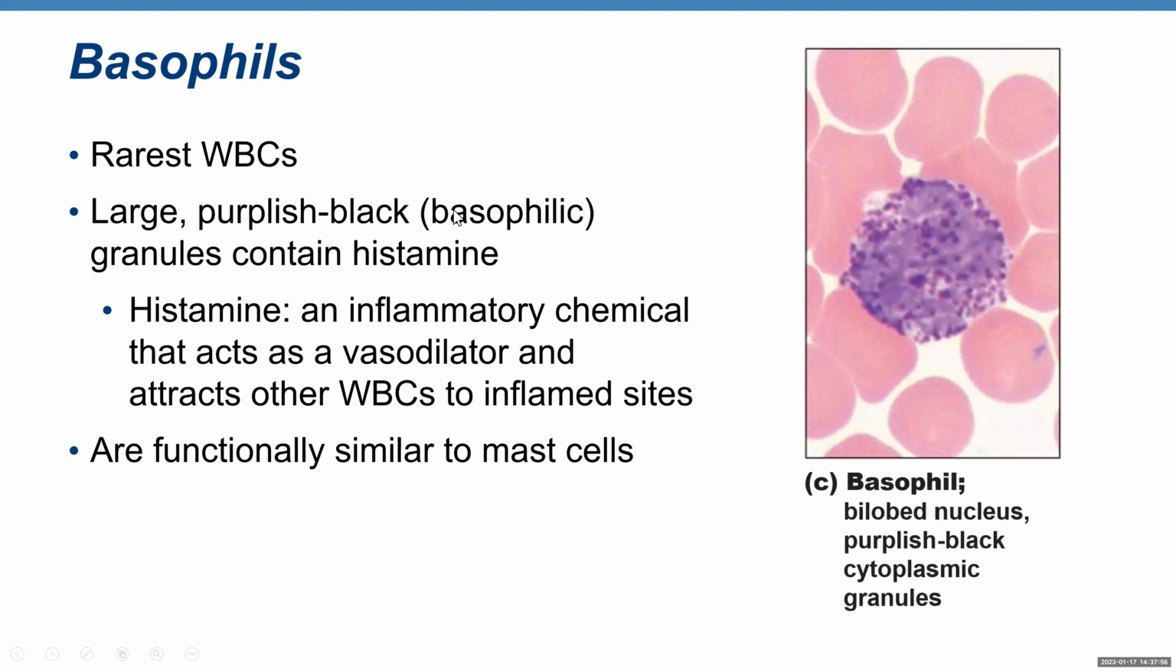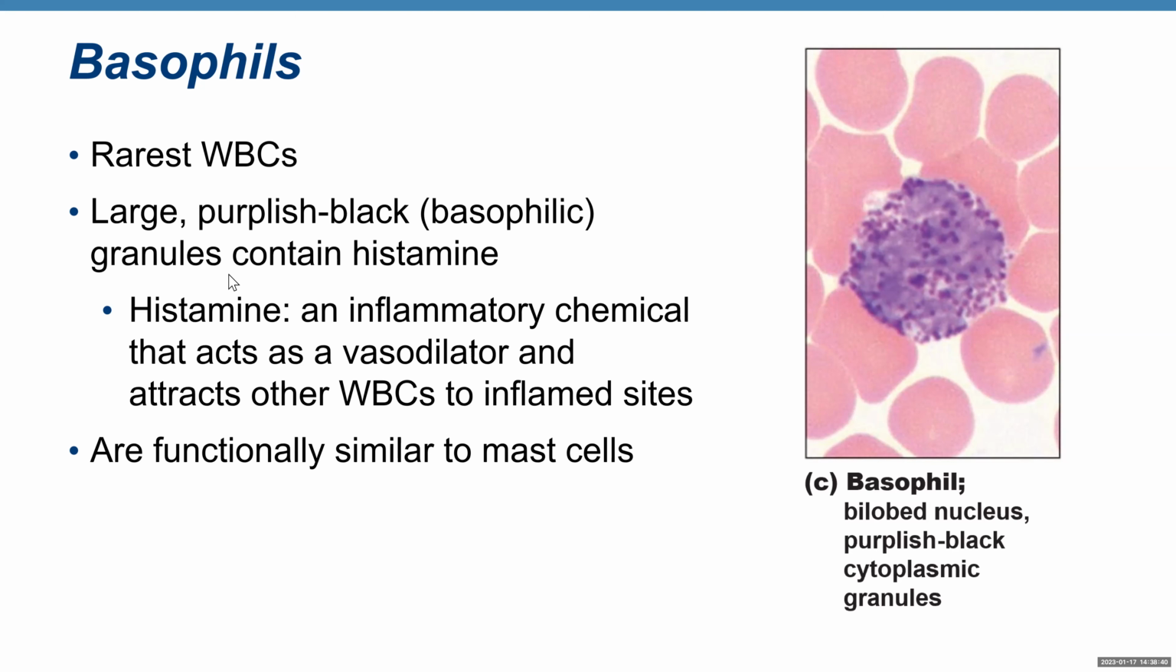Basophils, rarest white blood cells, large purplish black basophilic granules containing histamine. Histamine is an inflammatory chemical that acts as a vasodilator and attracts other white blood cells to inflamed sites. Vasodilator means it dilates your blood vessels. They are functionally similar to mast cells. So here's a basophil with a lot of granules, and it's a dark purplish black color.